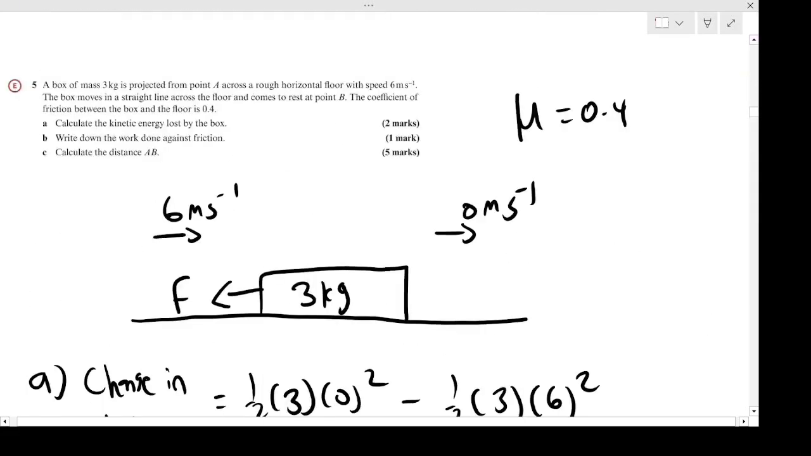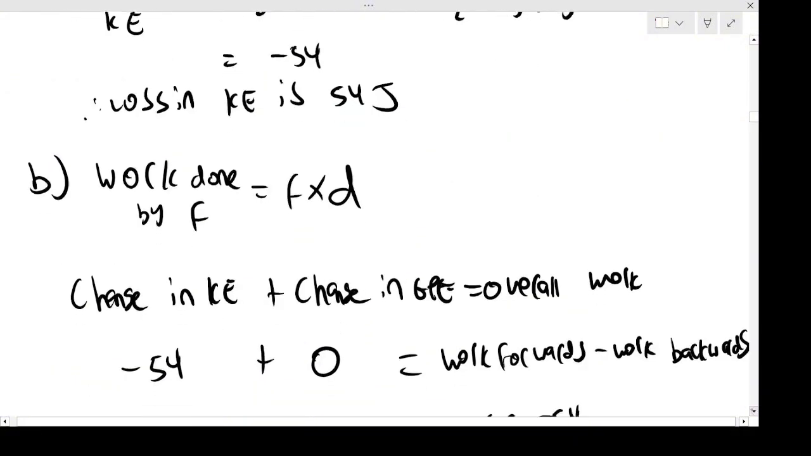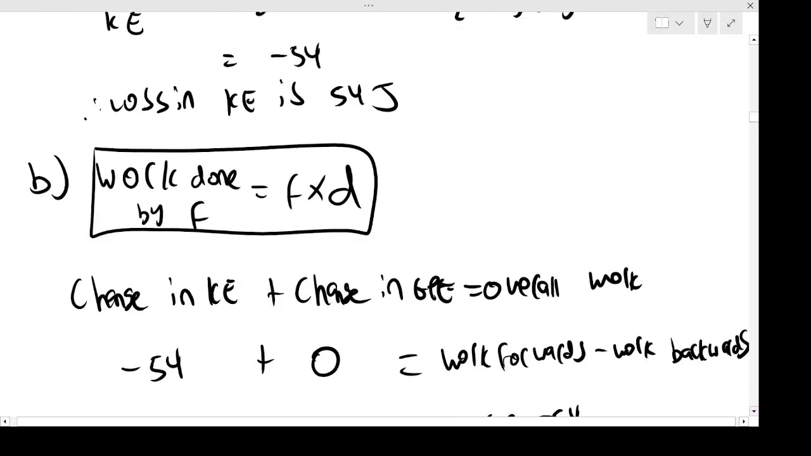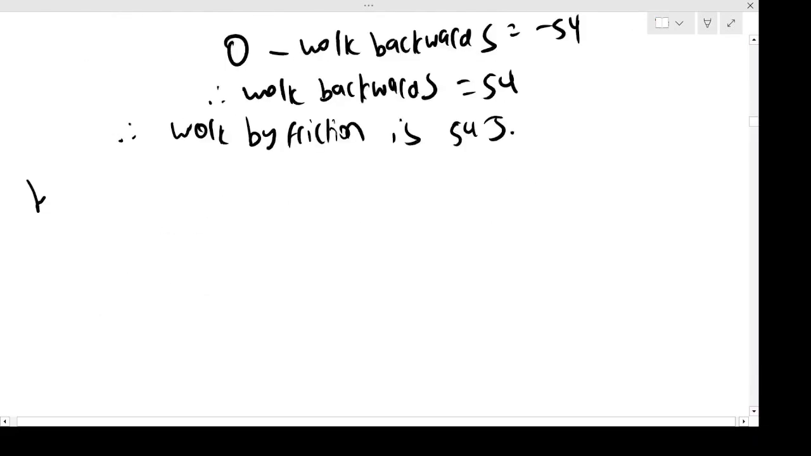Then in part C, it's asking me to calculate the distance AB. So in other words, it starts at point A and ends at point B. So in other words, it wants the distance travelled. Okay. So that's going to link into this work done formula, the force times distance, right? Because now we know what the work done is by the friction.